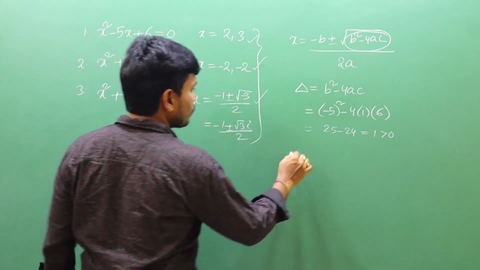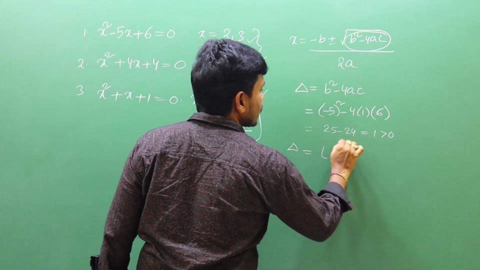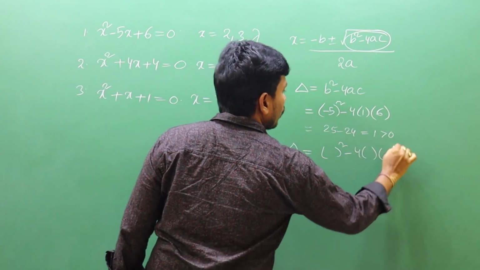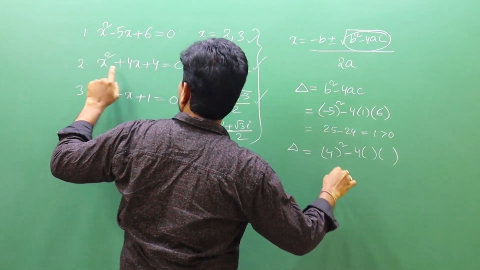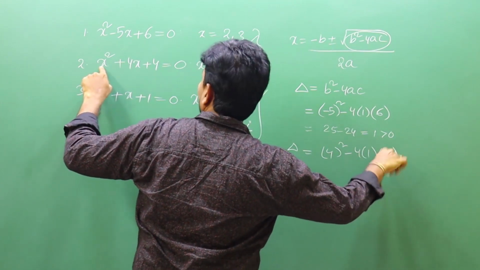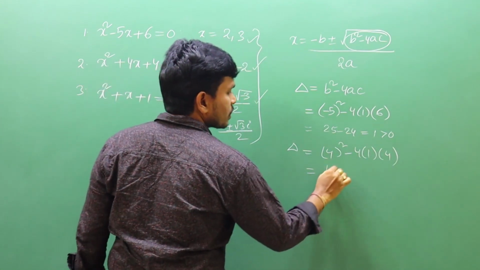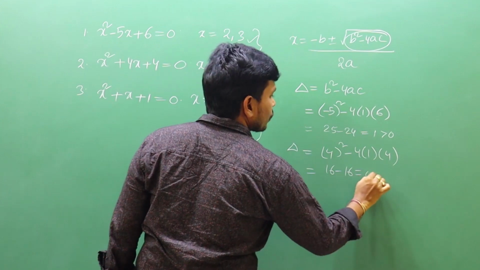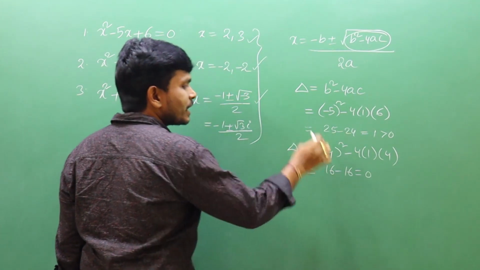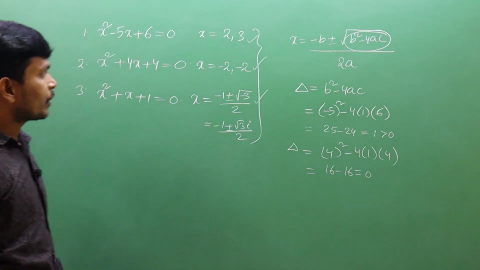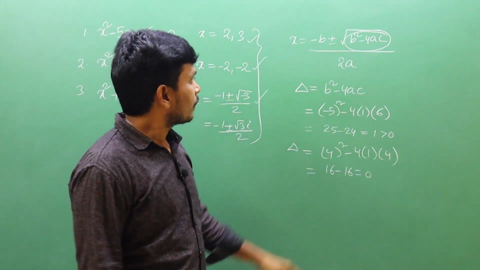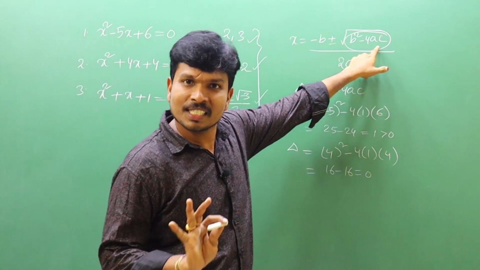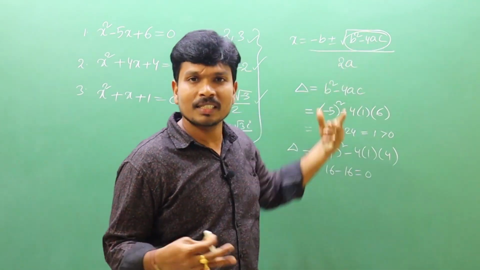Now second one, observe, b square minus 4ac. What is the b value? 4. A is 4. So 4 square, 4 4s are 16, minus 16 equal to 0. So you got it, delta value 0 here. So that's why roots are equal, because b square minus 4ac is 0. Root 0, how much? 0.